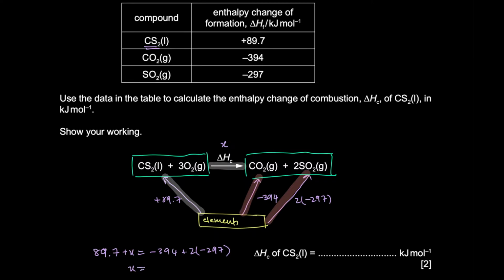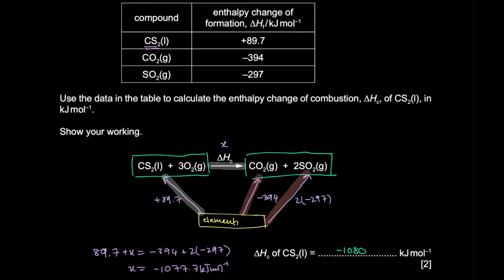So what does X come out to? This enthalpy change over here comes out to negative 1077.7 kilojoules per mole. So to 3 significant figures, that's negative 1080 kilojoules per mole. Okay. You can also write this value over here. It doesn't matter. I'm just writing the value to 3 significant figures here.